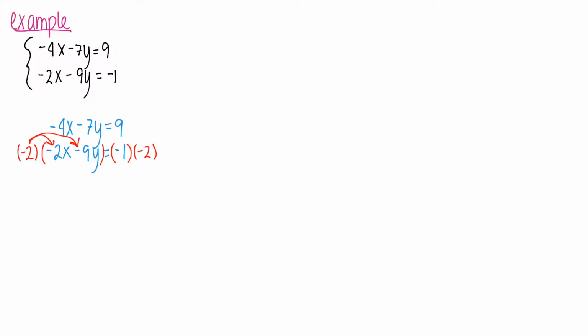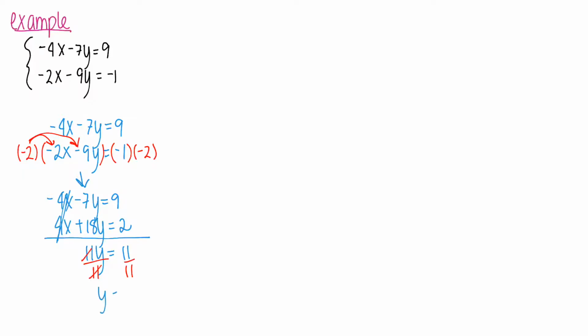Distributing the negative 2. So the first equation is negative 4x minus 7y equals 9. The next one is positive 4x plus 18y is equal to positive 2. Notice that when we add straight down, these x's cancel. Negative 7 plus 18 is 11y equal to 11. Divide both sides by 11, we get y equals 1. So we know y is equal to 1.